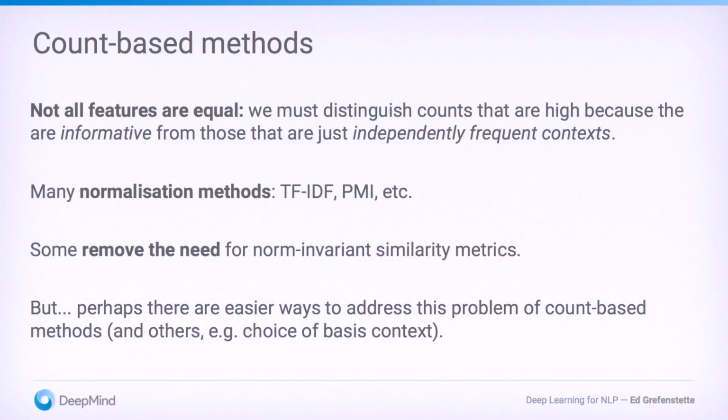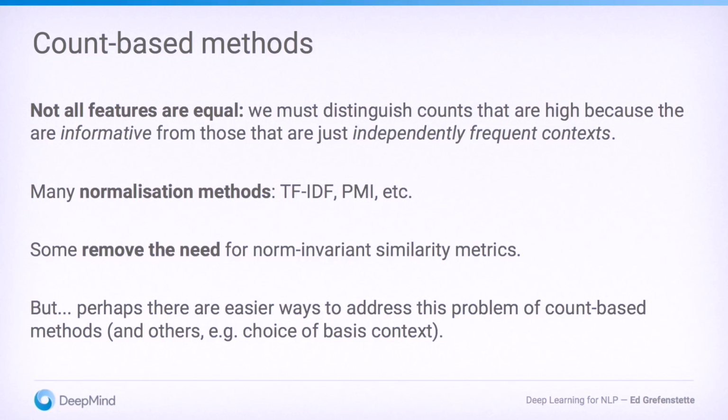So what's wrong with count-based methods? Well, there are a lot of reasons why we've gone beyond them. The first is that not all features are equal. First we have to distinguish counts that are high because the words are particularly informative from counts that are high because the words are independently frequent in context. Some words, like red or small, are going to be very frequent across a variety of descriptors of animals, so they might not be super informative compared to something like freckled or carnivorous. Those might also be frequent, but you get what I mean, right? Some words just happen in a lot of contexts, so aren't very good at distinguishing particular concepts. Some words are going to be very identifying of particular concepts.